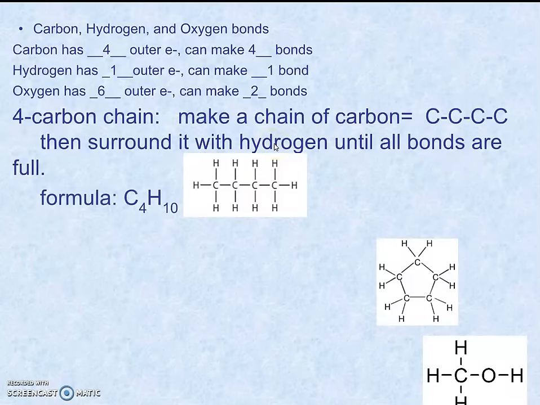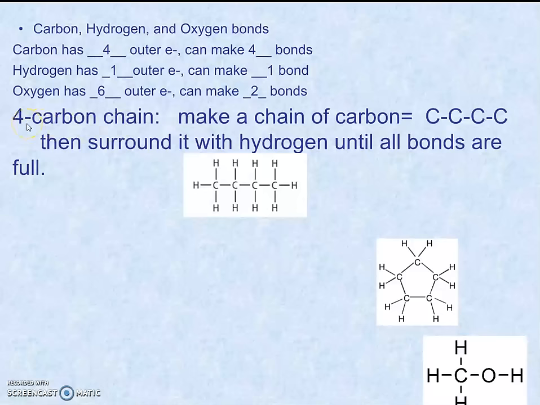So then we have a task where we are actually putting together molecules. So the first one we're going to put together is a 4-carbon chain. So if I tell you to make a 4-carbon chain, all you have to do is make a chain of carbon. So carbon, and then a bond, carbon, bond, carbon, bond, carbon. Then you're going to surround it with hydrogen because carbon's not happy. It needs 4 bonds to be full.